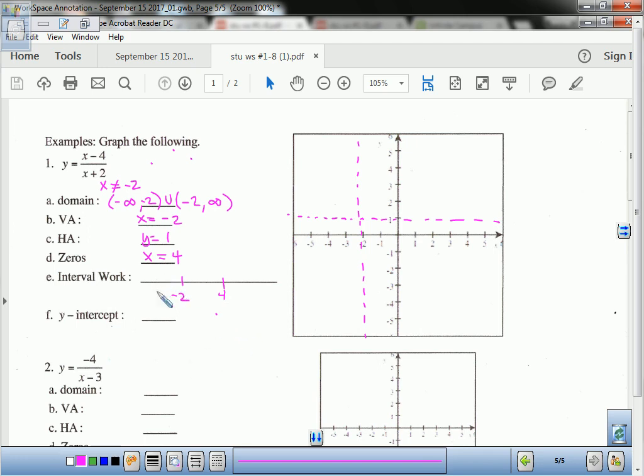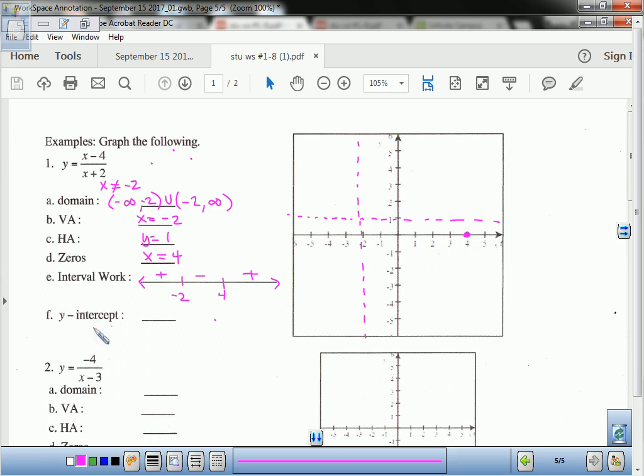I did. Okay, so let's test a number that lies in this interval from negative infinity to negative 2. Say negative 3. I get a negative divided by a negative is a positive. Okay? Let's choose a number that lies in this interval. Say 0. A negative divided by a positive is a negative. A number that lies in this interval. Say 20. A positive divided by a positive is a positive. So I know where my function is positive, and I know where my function is negative. I know I have a 0 right here at 4.